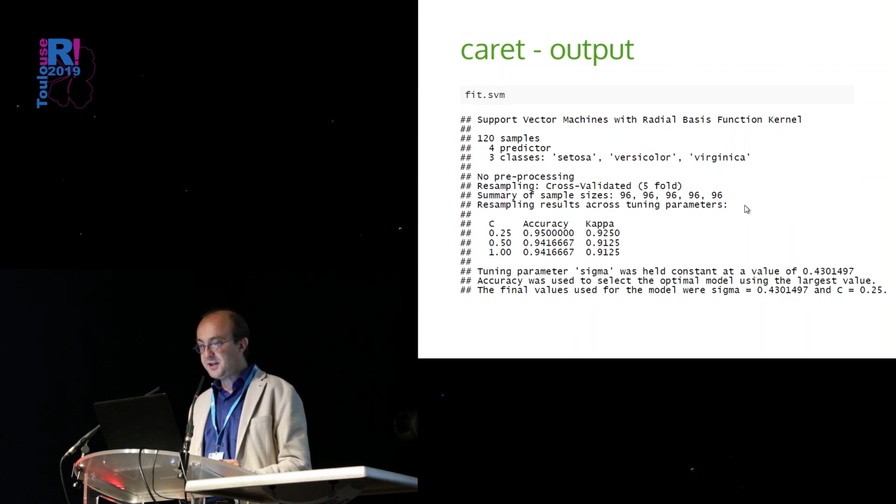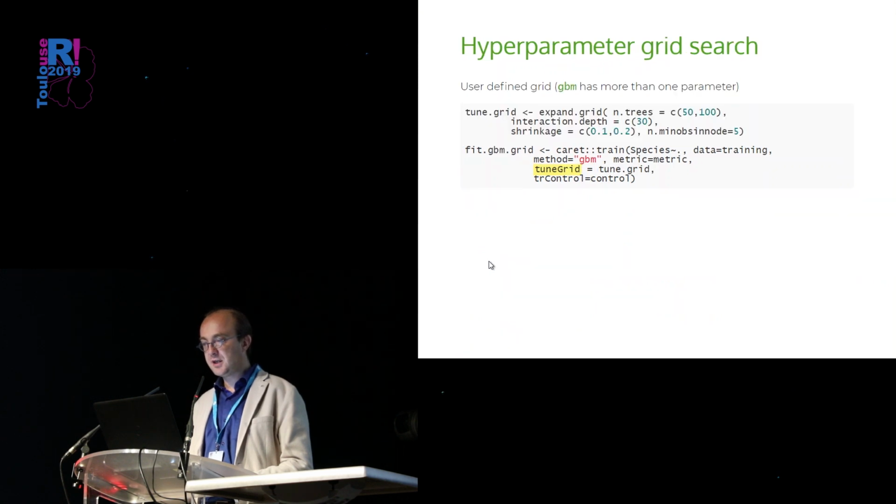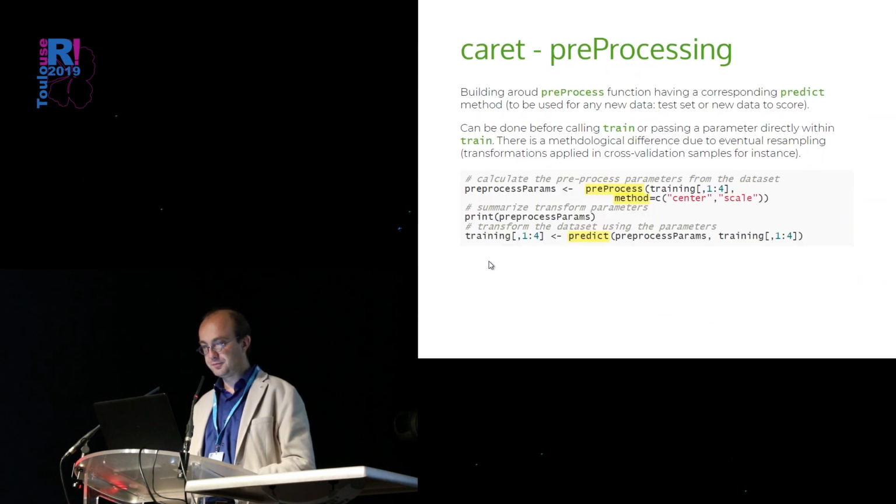This is an output of Caret. What we can see is what has been done and already some accuracies. Behind the scenes, you can see that Caret has already built for you a grid, a small grid on hyperparameters. So the C parameter of the support vector machine has been tested for various values. You can customize that, and you can even pass your own grid.